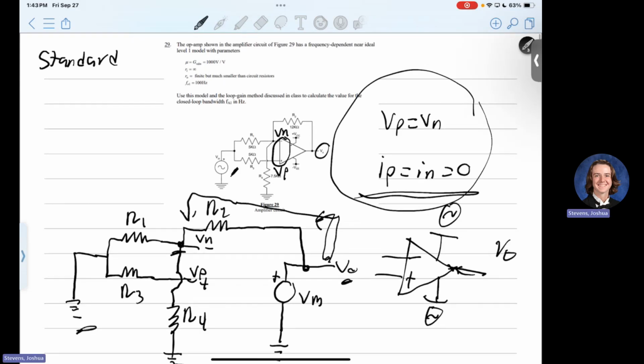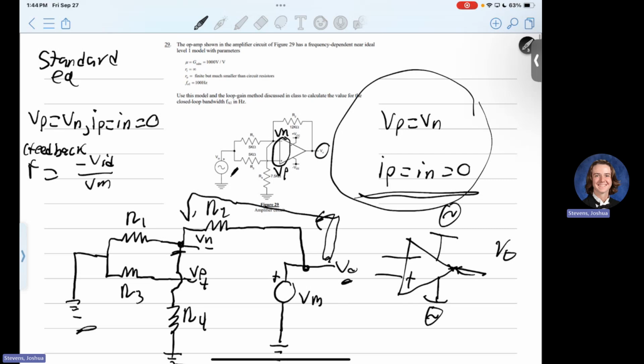Standard equations: VP equals Vn. IP equals In equals 0. Feedback equals negative VID over Vm. For an inverting op-amp, this is for an inverting op-amp.